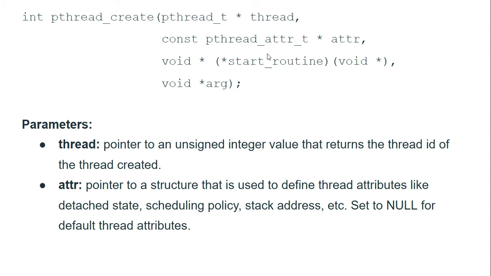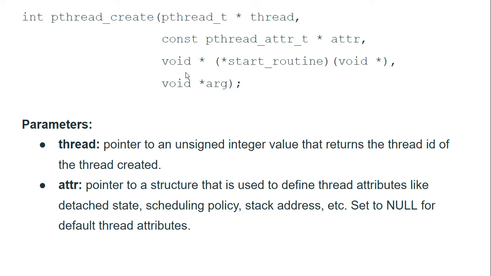So here is pthread attributes. This I will be discussing later. Various kinds of attributes are there for a thread. Using this pthread attribute, you can pass the attributes of a thread. So this I will be discussing at the end of this video.